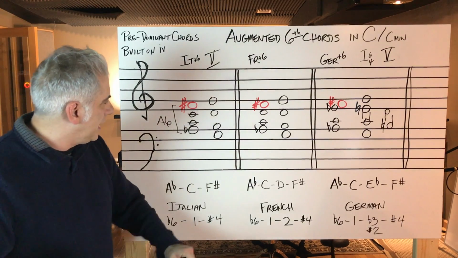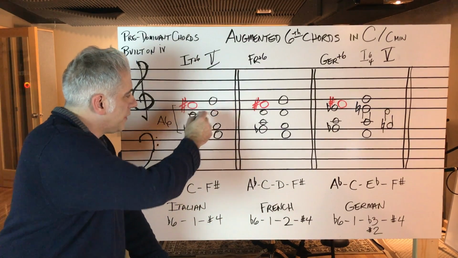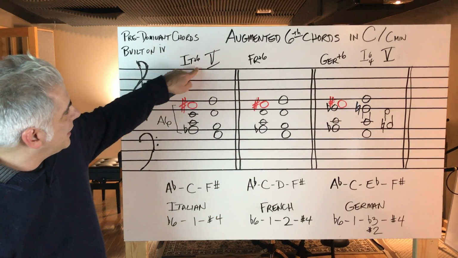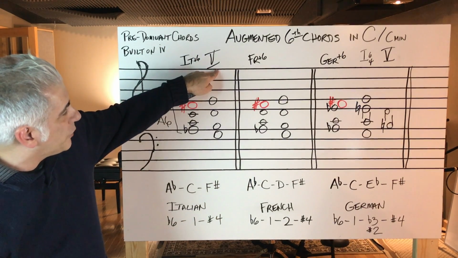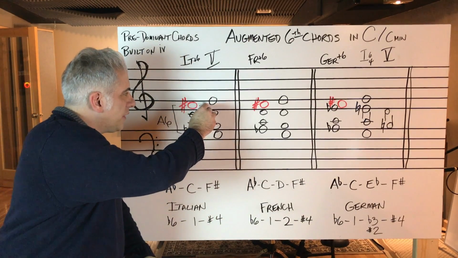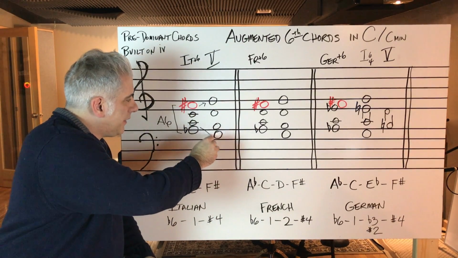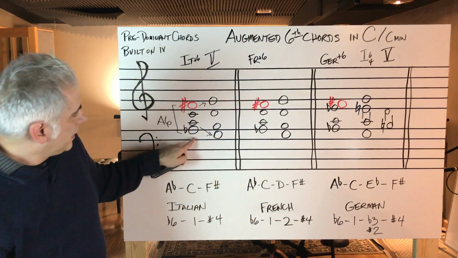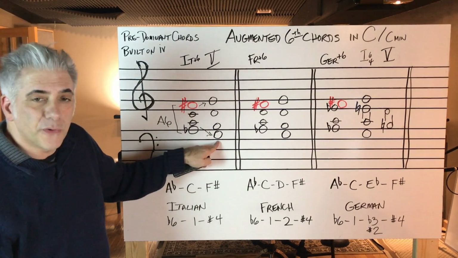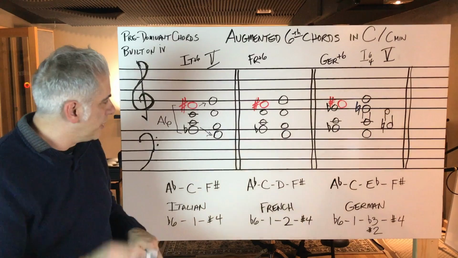The augmented sixth interval here is a predominant chord. So it's going from an Italian augmented sixth chord to a 5 chord, which would be G major. This is a G major chord. The outer voices here move that way, and this moves this way. They move to the root. F sharp goes to G, A flat goes to G. They go in contrary motion.